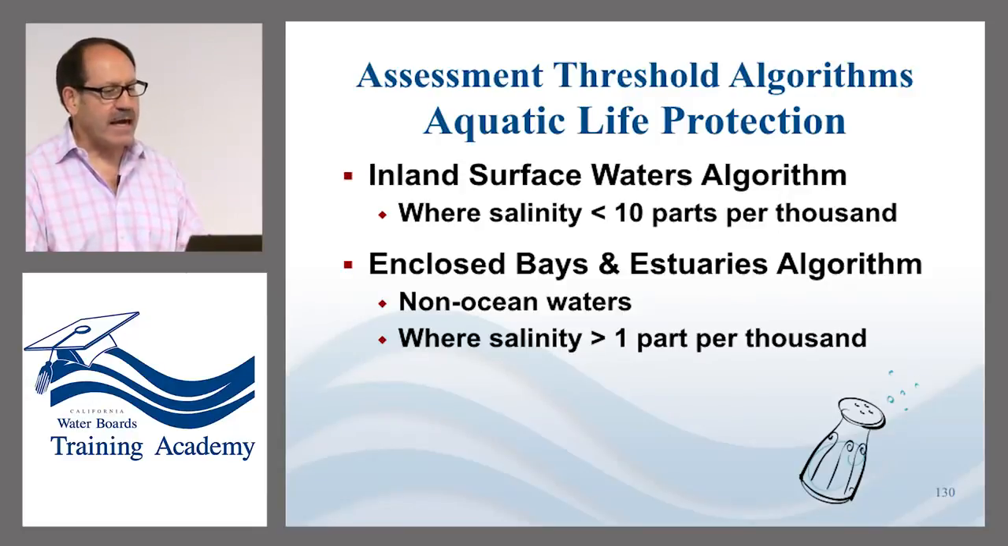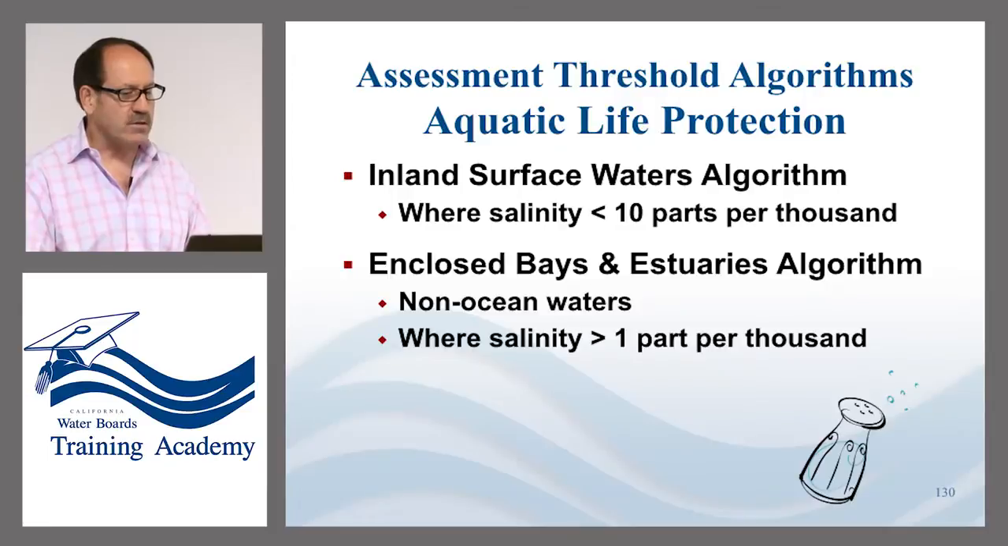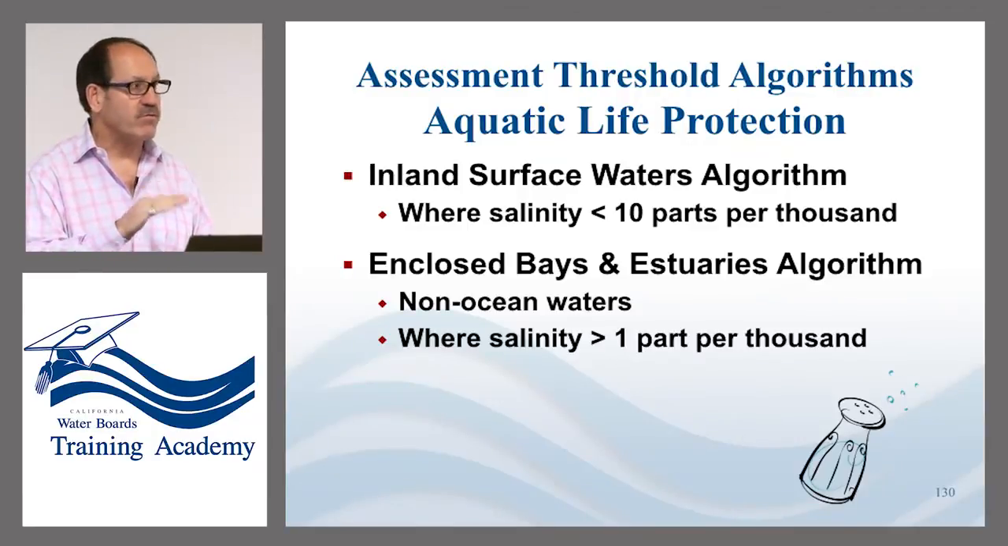When we're looking at aquatic life protection, use the inland surface waters algorithm where the salinity is less than 10 parts per thousand. Use the enclosed bays and estuaries algorithm when the salinity is greater than 1 part per thousand. But notice there's an overlap. You'll be running two algorithms when you're in between 1 and 10 parts per thousand salinity, because you may have both freshwater and saltwater aquatic life present.